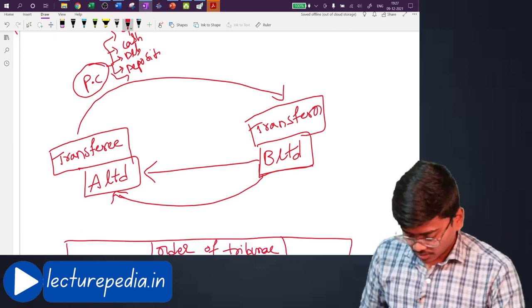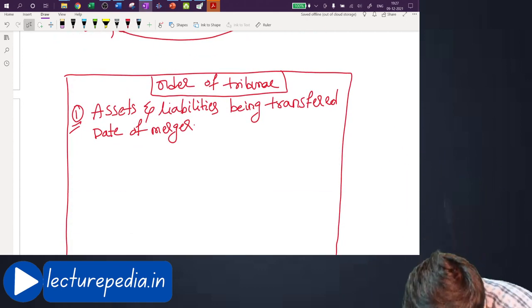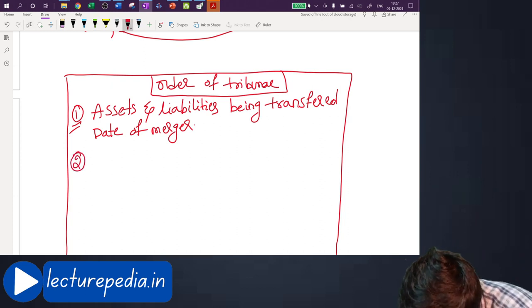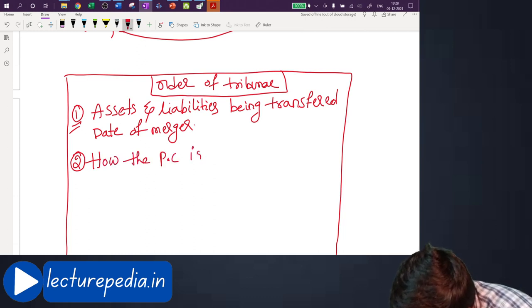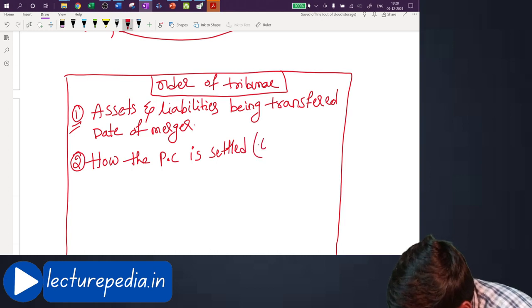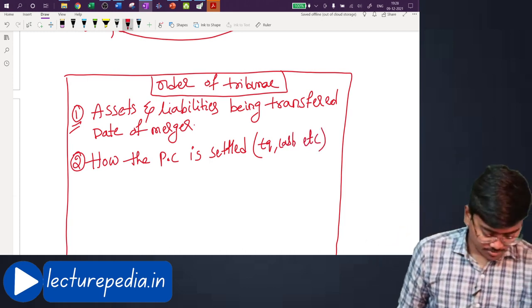Okay, let us note it down. After that I will tell you another point. You can say how the PC, that is purchase consideration, is settled. In the bracket you can write equity, cash, etc. Order of tribunal has to specify this point.